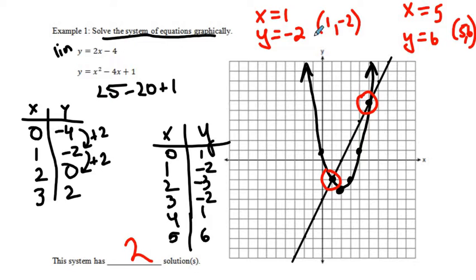If we plugged 1 into x for each of these, we know we're going to get -2 for this one, we did that by hand. If we plugged 1 in for x here, 2 minus 4, we're going to get -2. And that's why that works. It works in both equations.